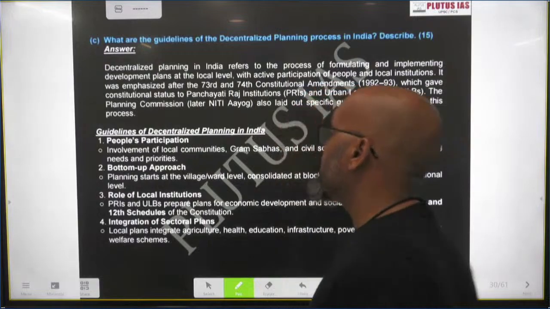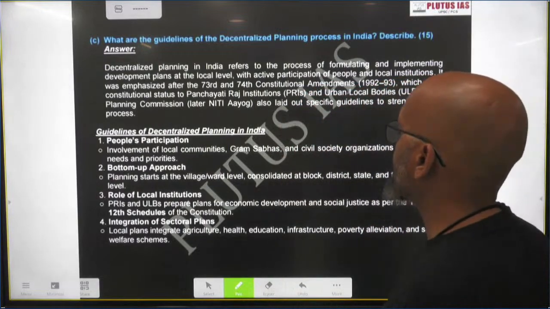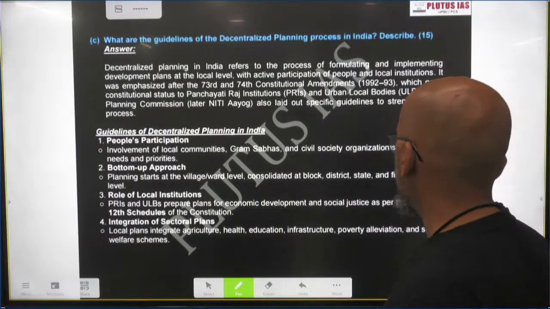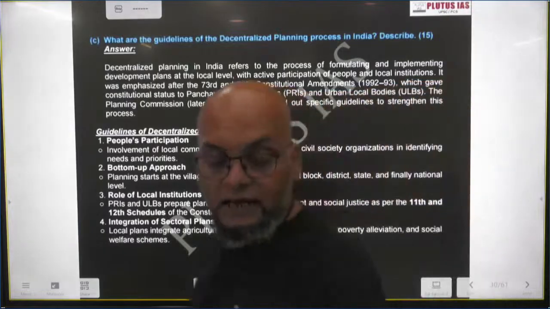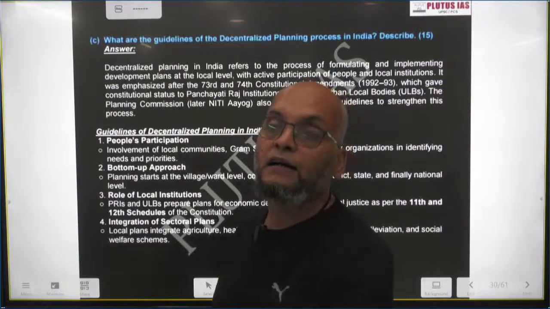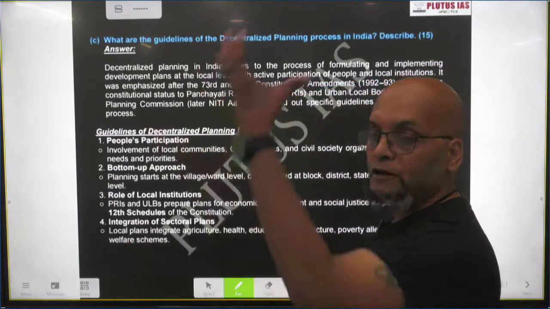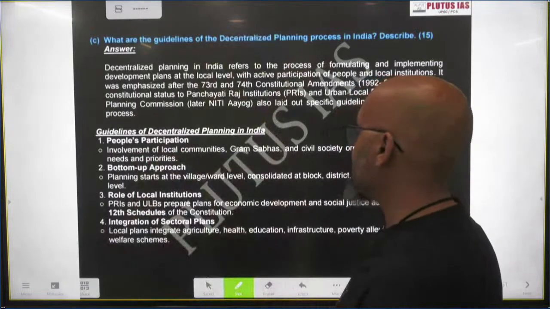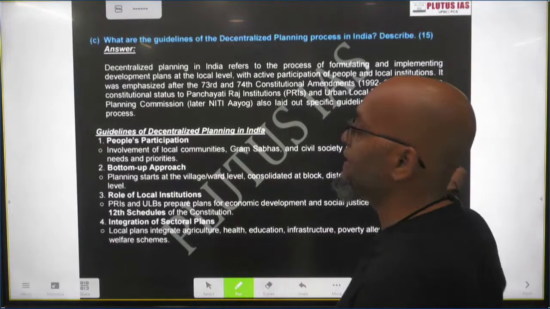Number one, people's participation: involvement of local communities, Gram Sabha, and civil society organizations in identifying needs and priorities. Obviously, these bodies are closer to the people, so they understand what their community needs. Then bottom-up approach, moving from bottom to top. Planning starts at the village or ward level, consolidated at block, district, state, and finally national level.